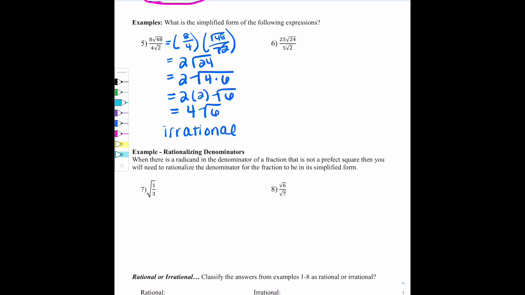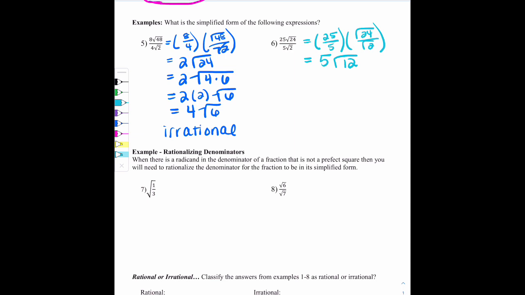All right, let's look at number 6, 25 square root 24 divided by 5 square root 2. So again, do the parts that are similar. We would do 25 divided by 5, and then we would do square root of 24 divided by square root of 2. So 25 divided by 5 is 5. And the square root of 24 divided by the square root of 2 is going to be the square root of 12.